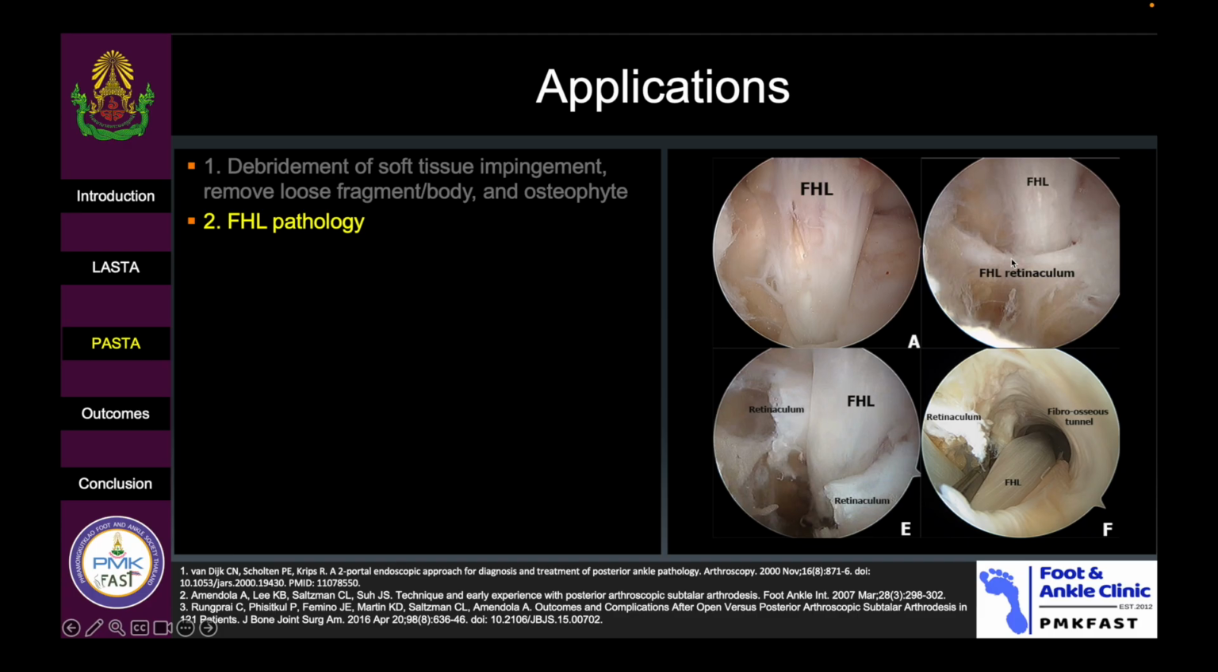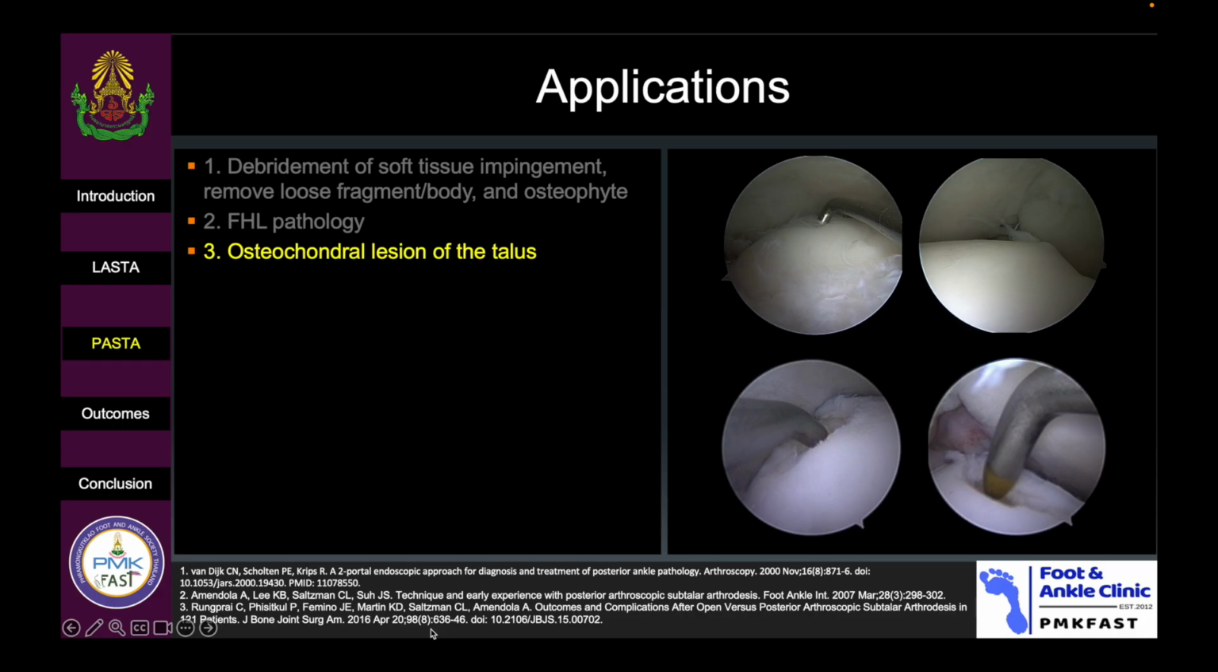For the FHL pathologies, in the left-hand side corner, you can see here the FHL tendon was impinged in the fibro-osseous tunnel or FHL retinaculum. We can use a scissor to cut or release the fibro-osseous tunnel, as shown in the lower bottom pictures. For the osteochondral lesion of the talus, which is difficult to access by the posterolateral approach, we can use posterior ankle arthroscopy to debride the unstable cartilage rims, and we can perform a microfracture.